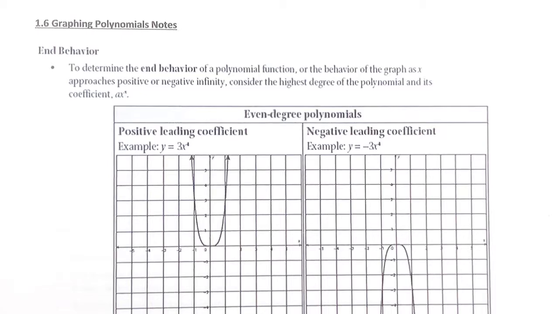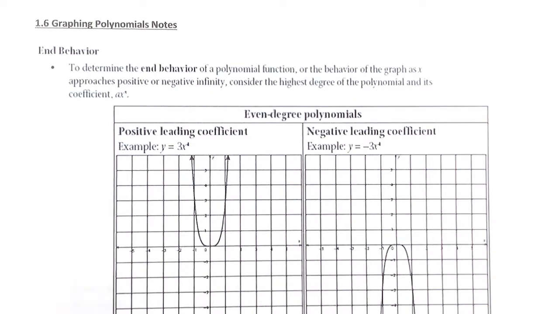Hello, today we are going to learn about graphing polynomials. So when we graph polynomials, there are a few different characteristics we like to look for. One of them is called end behavior, another is called turning points, another is called roots, and then another one is called multiplicity. So we're going to be looking at those four different things today.